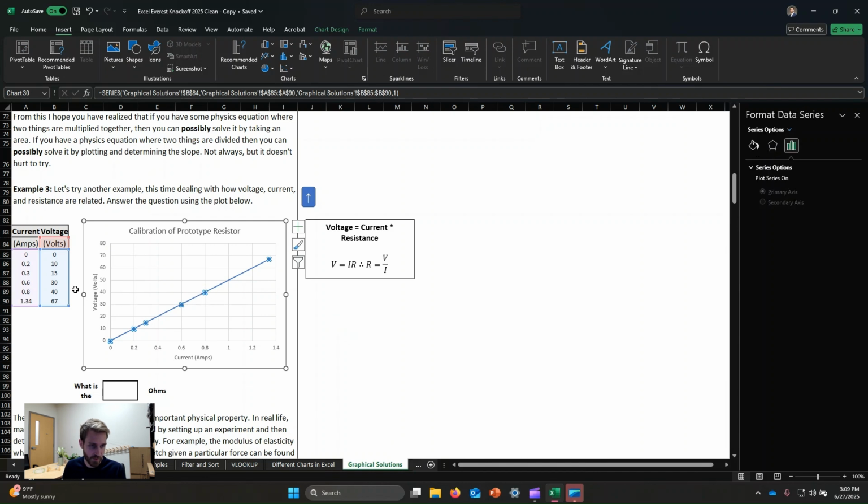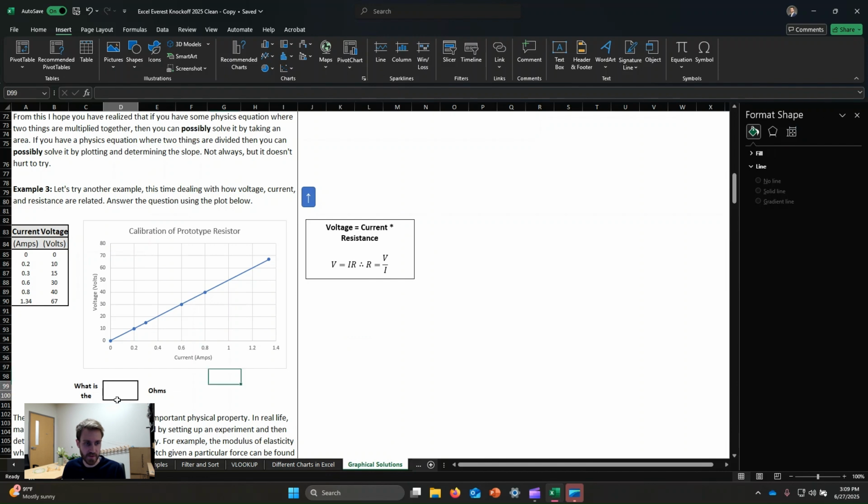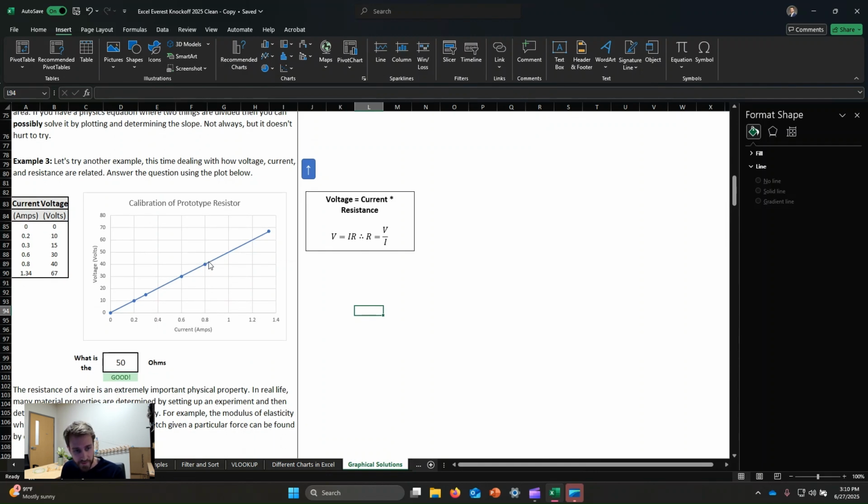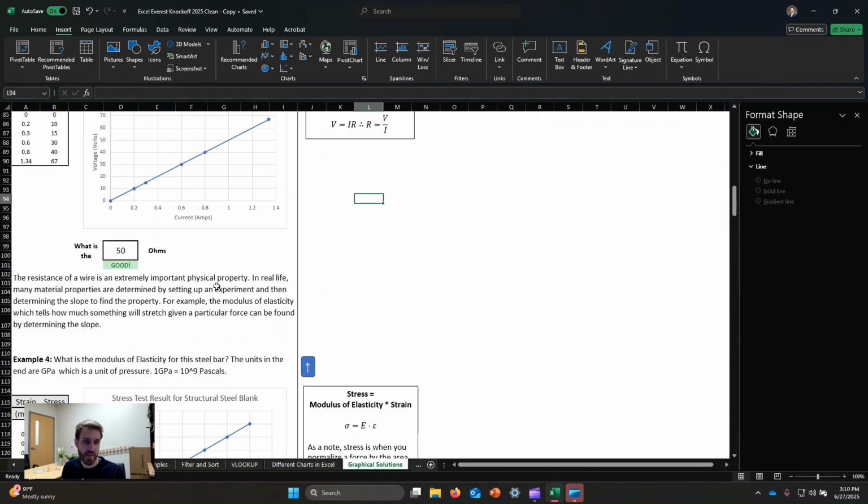say this one right here is at 40 volts and 0.8 amps. And I can plug that into my equation since it's linear, 40 volts divided by 0.8. Again, I need equals 50 ohms. So this happens to be a 50 ohm resistor. And that's a really important physical property. In real life, you've got wires with resistances all over the place in how electricity works and how your home gets wiring and how businesses do things. And so this is really important.